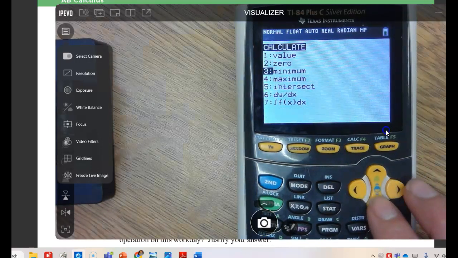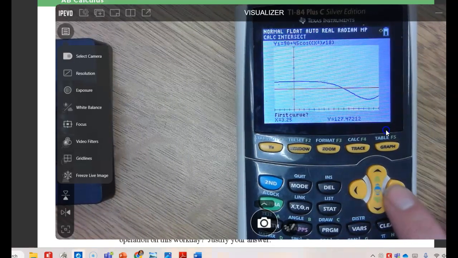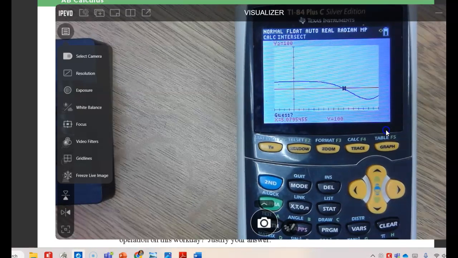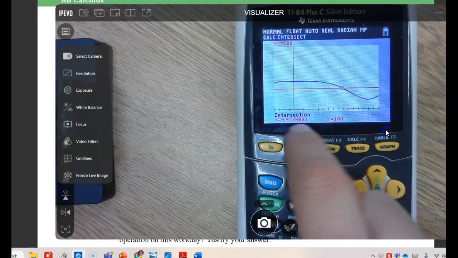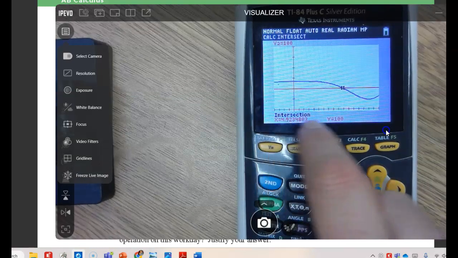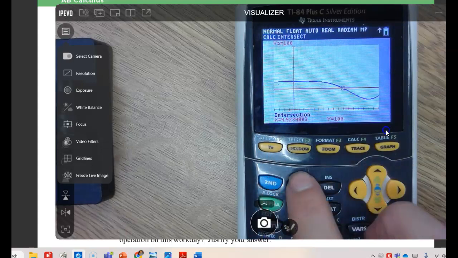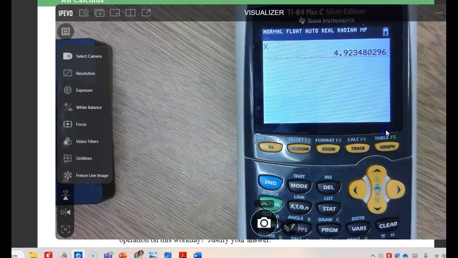So my two graphs intersect. I hit second trace, go to intersect. Honestly, you don't even have to really move this to get that close. Just hit enter like 3 times. So here's what's super cool. This value right now is now stored as X. If I hit second quit and I go to my main screen and I hit X, it stored that value.